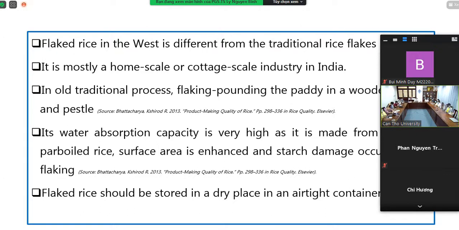Its water absorption capacity is very high, as flaked rice is dry heated parboiled rice, the surface area is enhanced, and starch damage occurs during flaking. So flaked rice should be stored in a dry place in an airtight container.